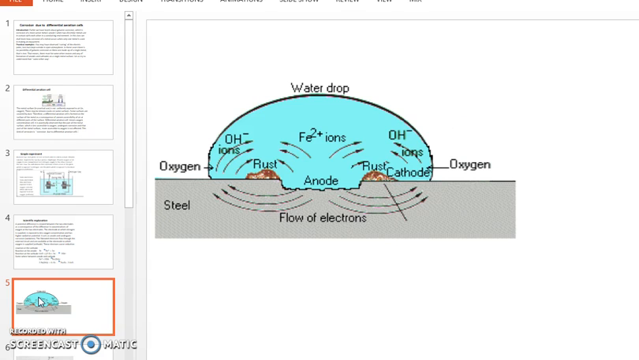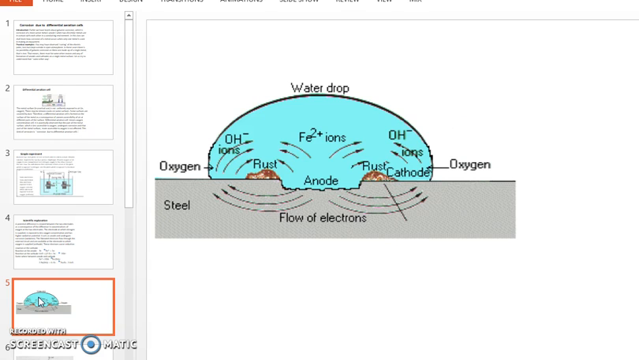You can do another simple experiment in the laboratory. Take a steel plate, put a water drop on that, and if you need, you add a small amount of sodium chloride solution also when you make the drop. You wait for some time. You can observe clearly that there is rusting. There is formation of hydrated ferric oxide at the middle of the water drop, whereas the metal surface which is at the sides of the water drop is unaffected.